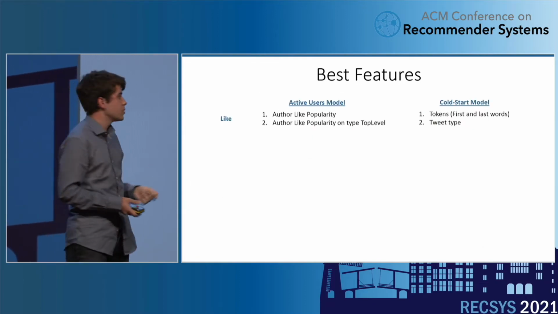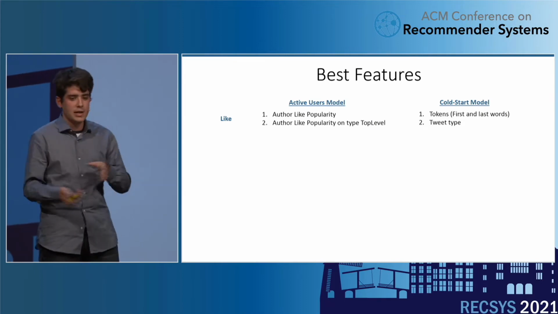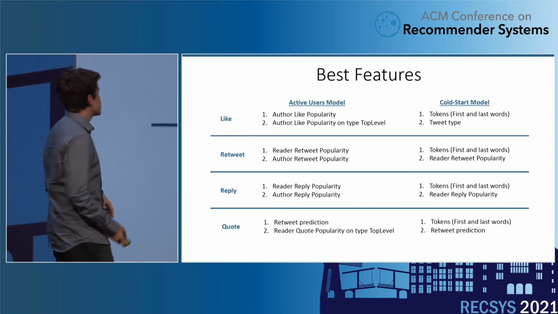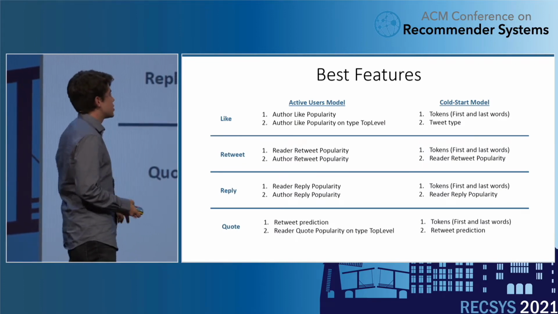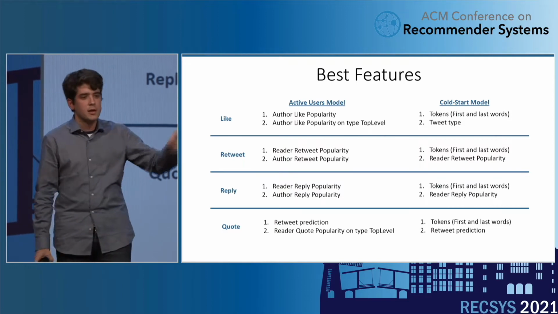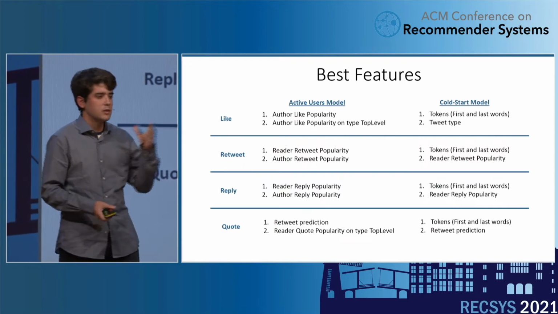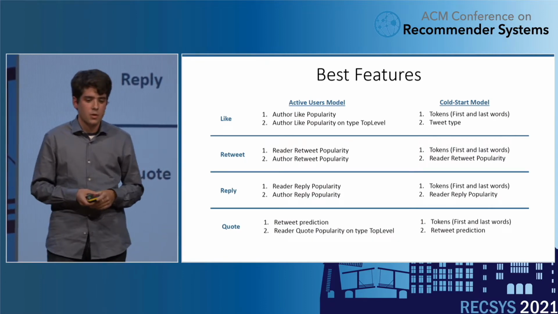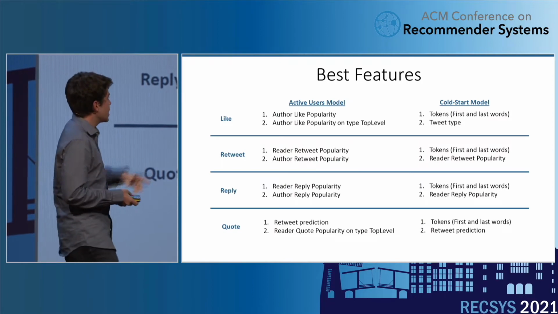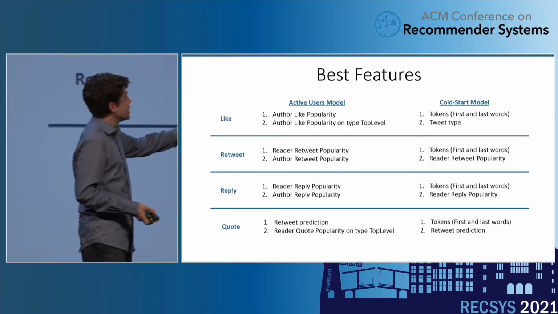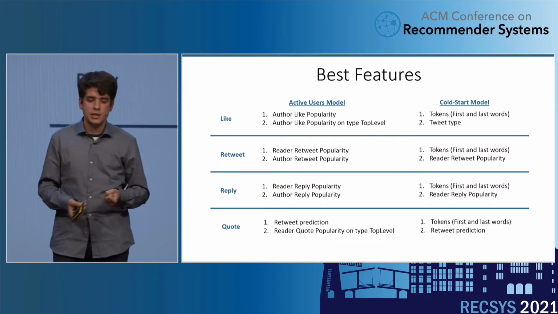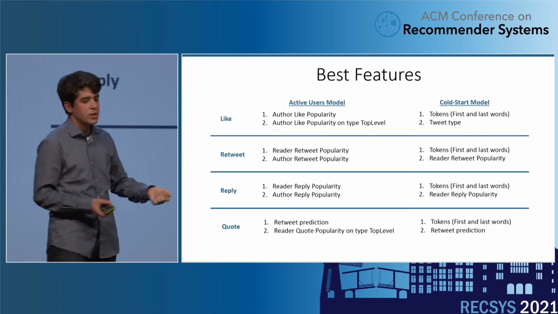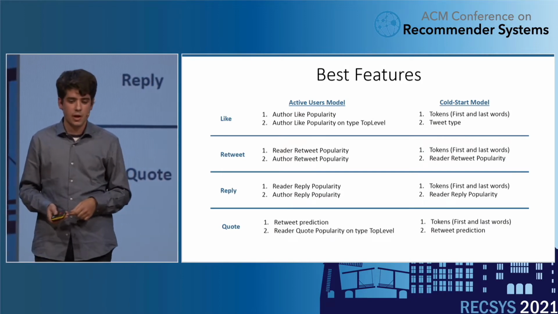And the best features that we discovered, in fact, this is spoiler alert, all are popularities. But you can see how in the active users model, the popularity features were the best. And for the cold start model, the tokens that we created using the first 2 tokens and the last 2 tokens were the best features for our model. And in fact, one curiosity is that the quote is very related to the retweet. So the second feature for the quote cold start model was the prediction of the retweet model.